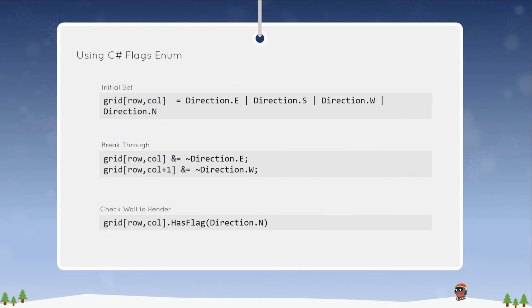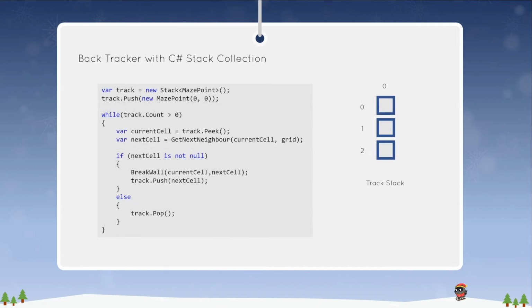So that's what data we're going to store. But let's now look at the actual algorithm and the implementation. For this, we're going to use a C# stack collection. This is the opposite of a queue, if you've used it before, and works on LIFO, last in, first out. If you've not used either before, don't worry. As we go through this, it will make a bit more sense.